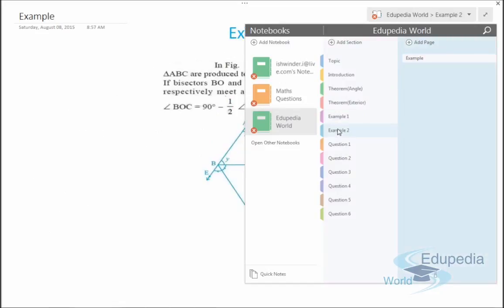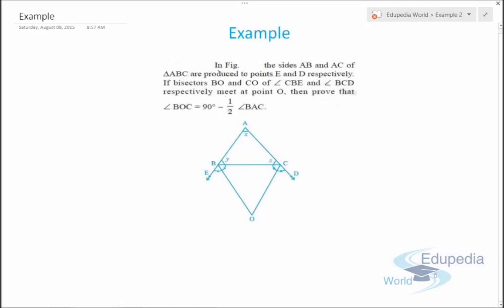So let's move on to the next example, example 2. Now in this example, it's given in the figure that sides AB and AC of triangle ABC are produced to points E and D respectively. If bisectors BO and CO of angle CBE and angle BCD, these are the bisectors BO and CO. Bisector means they are dividing this angle into two equal halves, and meet at point O. So this is the meeting point. Then we need to prove that angle BOC, this angle, equals 90 minus half of angle BAC, like this angle. So let's see how we can prove this.